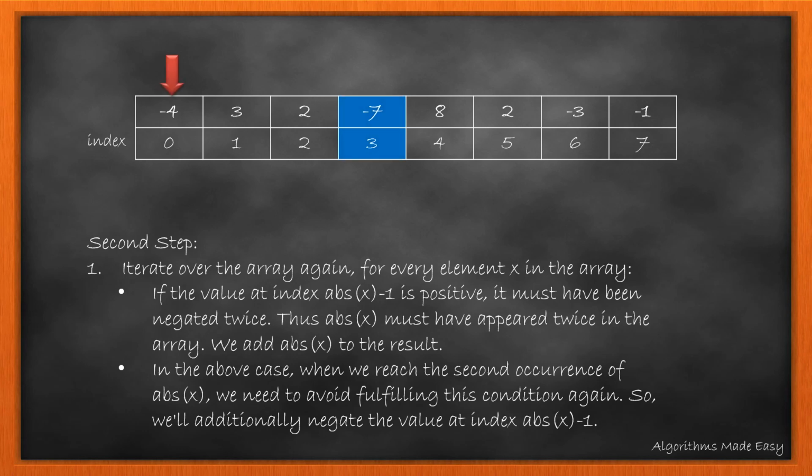Starting with index 0, we can see that the value at index 3 is negative. So as per our previous deduction, we can say that it must have appeared once. So we move ahead. Now for index 1, we see that the value at index 2 is positive, which means it has appeared twice. So we add 3 in the result and negate this value so that the second time when we encounter it, we do not end up adding it in the result list twice. Same for this one. We do this for all the elements in the array. At the end, we return the result list.